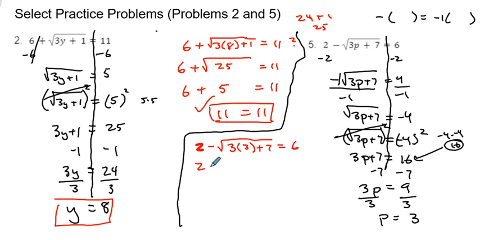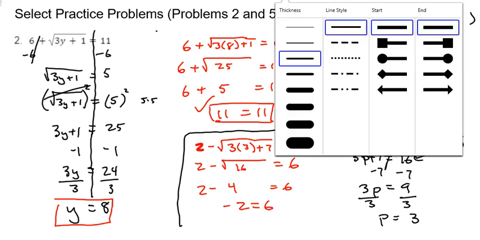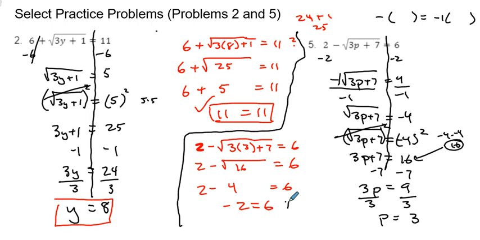So we have 2 minus the square root of, well, this gives me 9, right? And then 9 plus 7 is 16. All right, so equals 6. So that's going to work out nicely. So we got 2 minus square root of 16 is 4, equals 6. And 2 minus 4 is negative 2, right? The negative is bigger, so your answer is going to be negative. And negative 2 equals 6 is what we wind up with, which, as hopefully you will recognize, is false. This is a false statement.